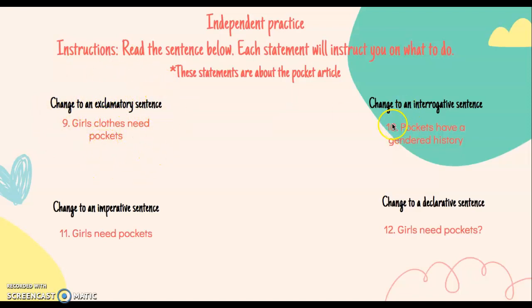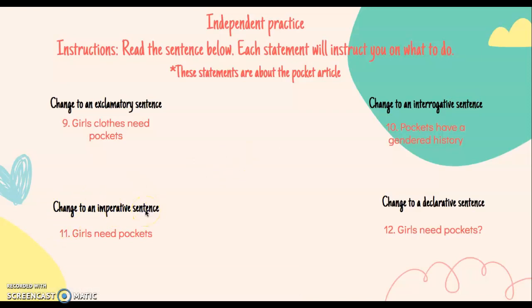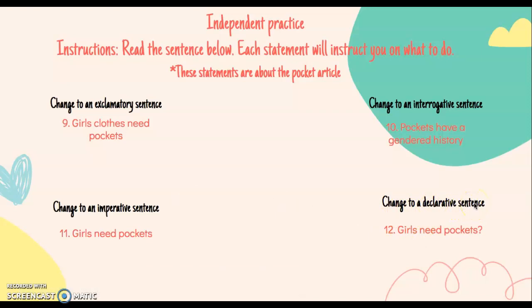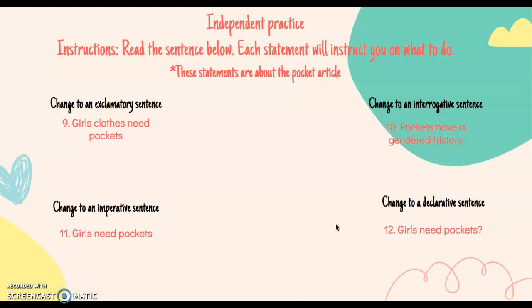Number 10, you're going to change this sentence into an interrogative sentence. Remember, that one ends in a question mark. Number 11, you're going to change to an imperative sentence. Remember, this one's like of importance. It ends in a period, but it's like a command. And then number 12, you're going to change to a declarative sentence, which is just a regular sentence with a period. So pause the video now and go ahead and fill those in on your Google Slides.